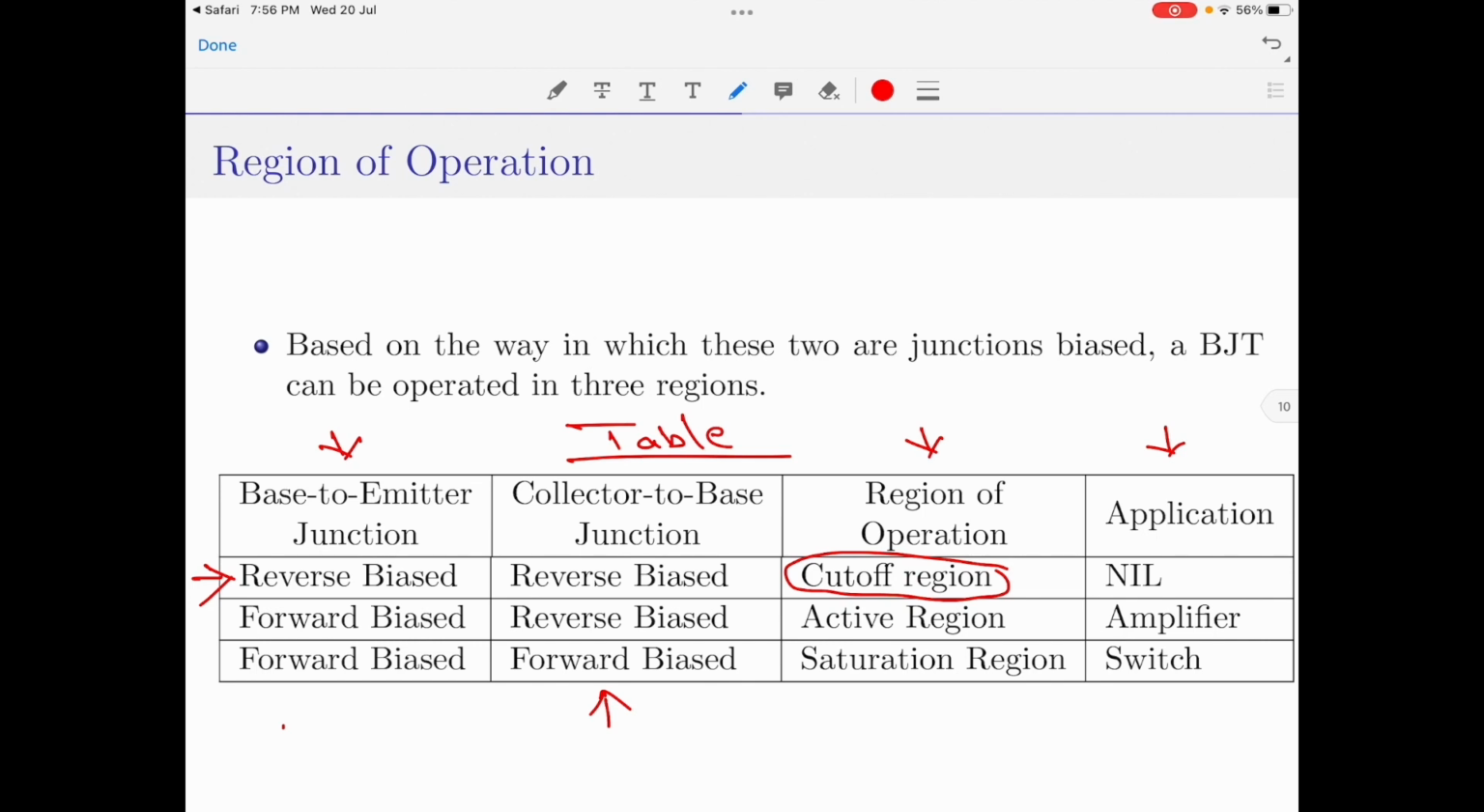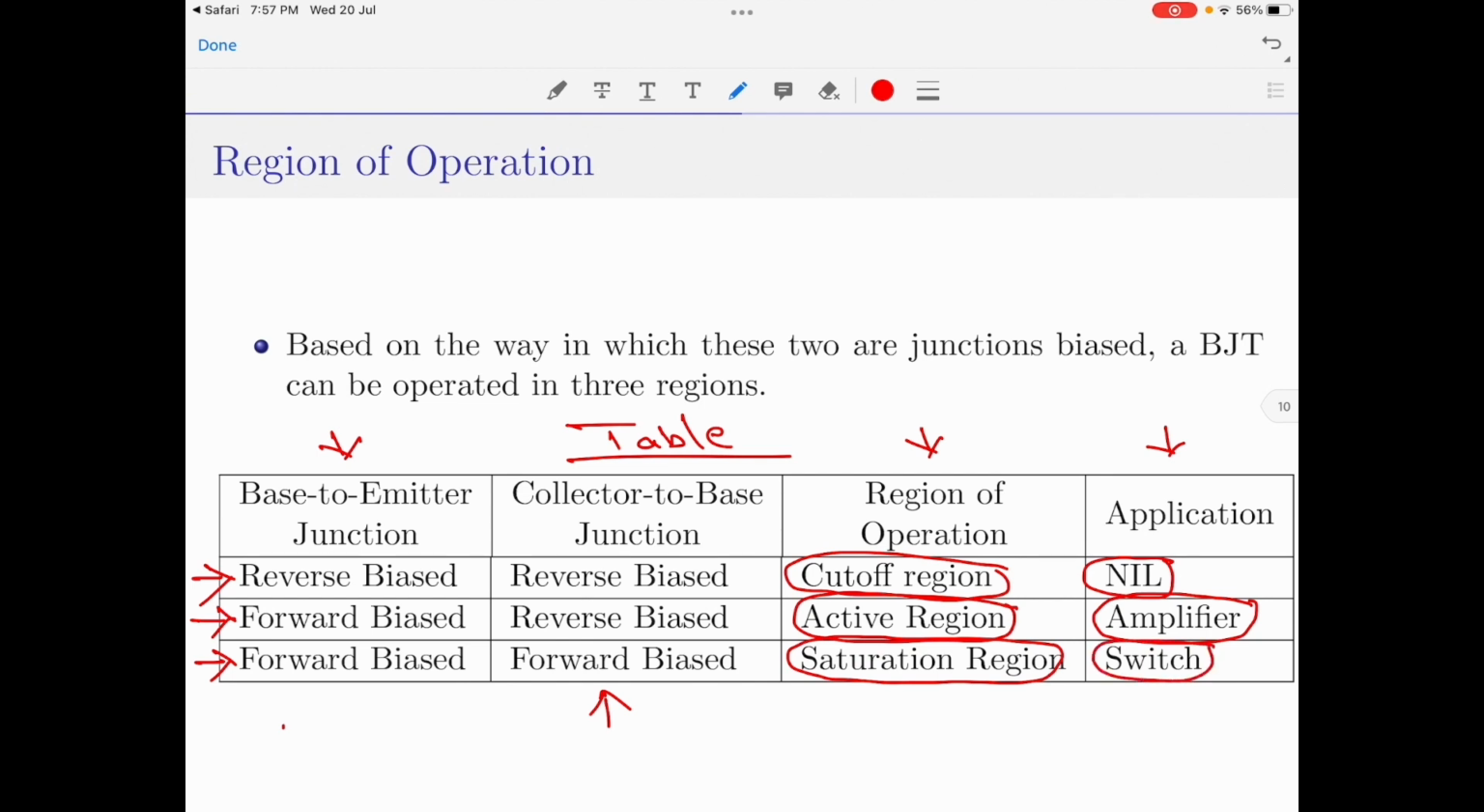So, the applications for this are not much. That is why I have mentioned it as nil. Moving on to the next one, if the base to emitter junction is forward biased and the collector to base junction is reverse biased, then we get the active region of operation, and this has a very significant application where the BJT is used as an amplifier. Lastly, when both the base to emitter junction as well as the collector to base junction are forward biased, the region of operation is called the saturation region, and in this region a BJT can be used as a switch.